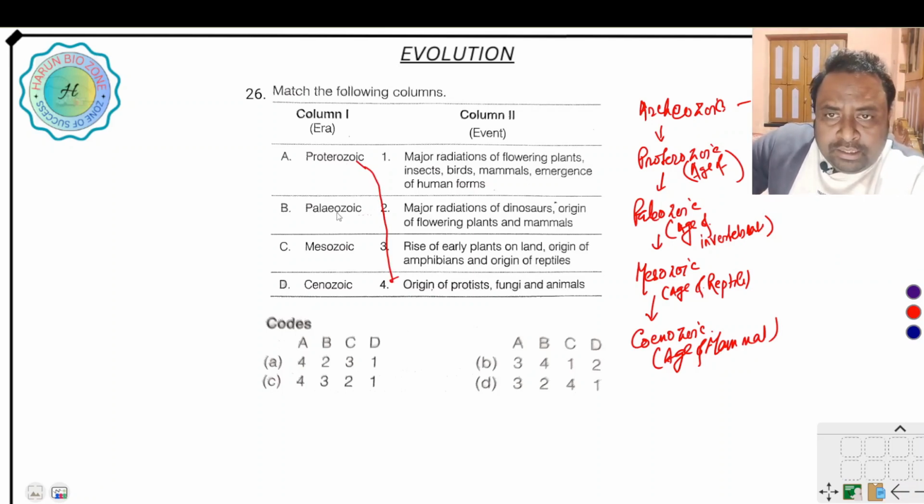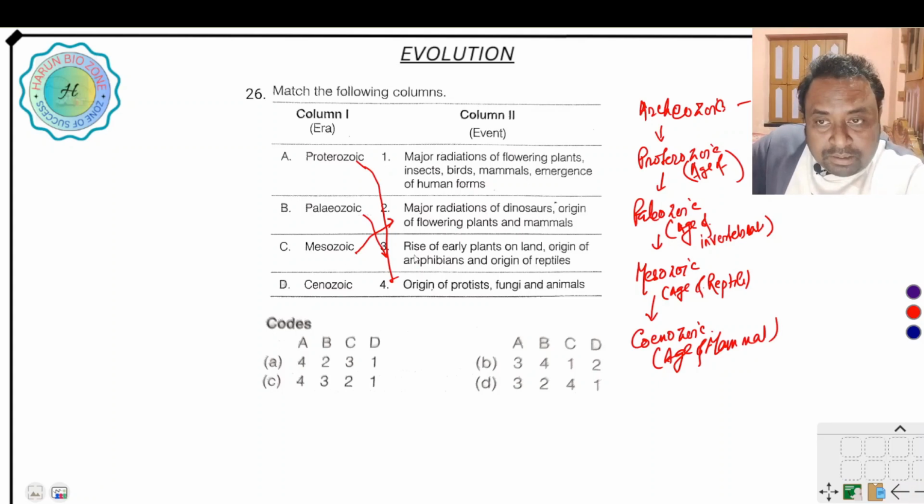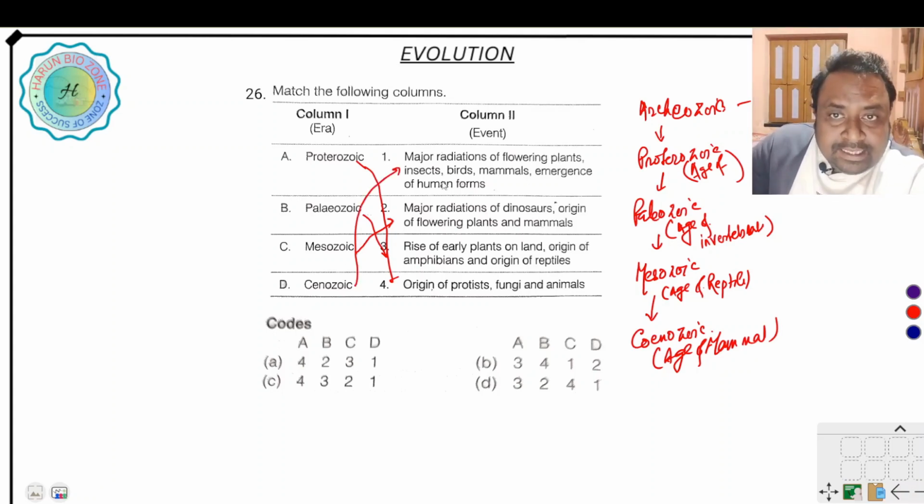Paleozoic means the origin of early land plants, origin of amphibians, origin of reptiles. Mesozoic is the age of reptiles, the major radiation of dinosaurs in Cretaceous, Jurassic and Triassic, origin of flowering plants and mammals. Cenozoic era is the major radiation of flowering plants, insects, birds, mammals, emergence of human forms. So here C is the correct option.